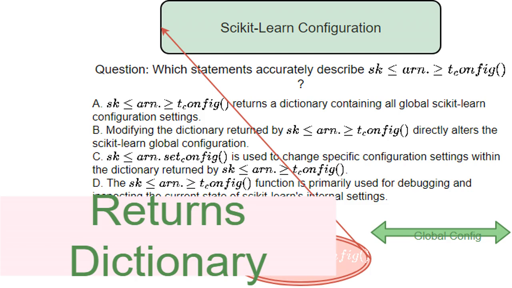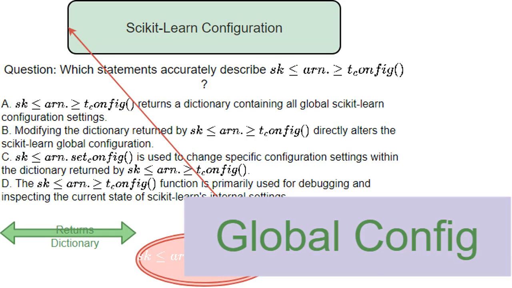Sklearn.get_config gives you a dictionary. This dictionary holds all of scikit-learn's settings. Think of it like a control panel for scikit-learn. The dictionary Sklearn.get_config returns contains the global settings for scikit-learn.